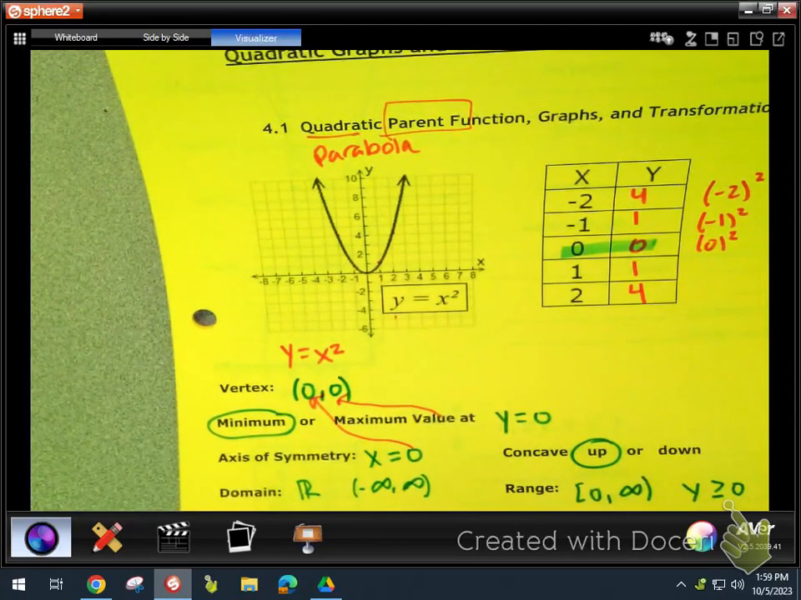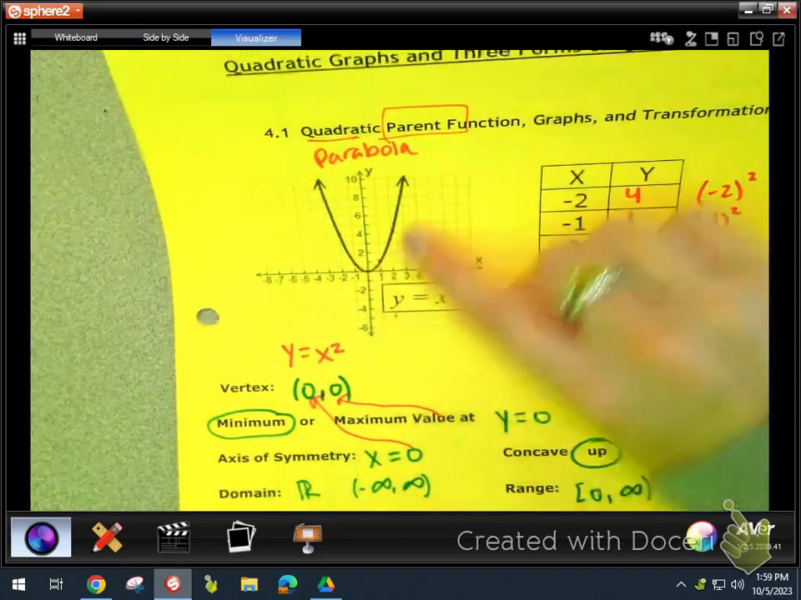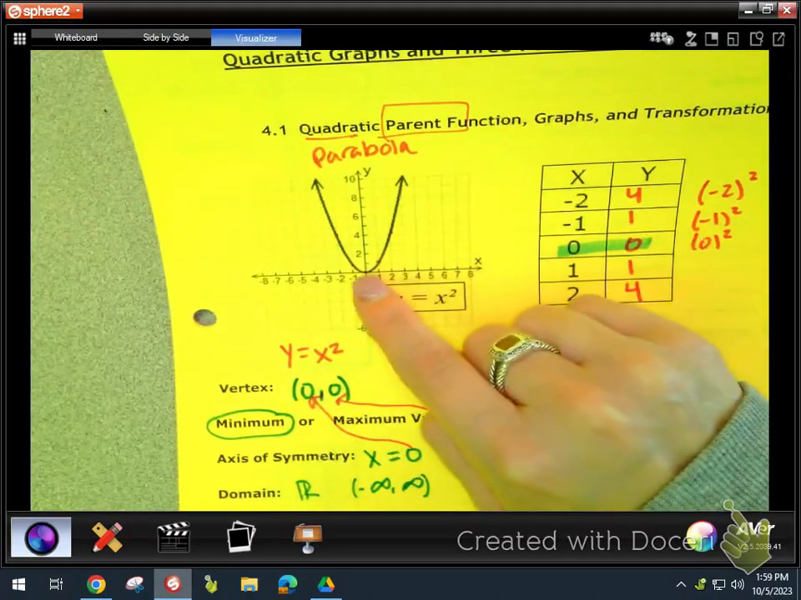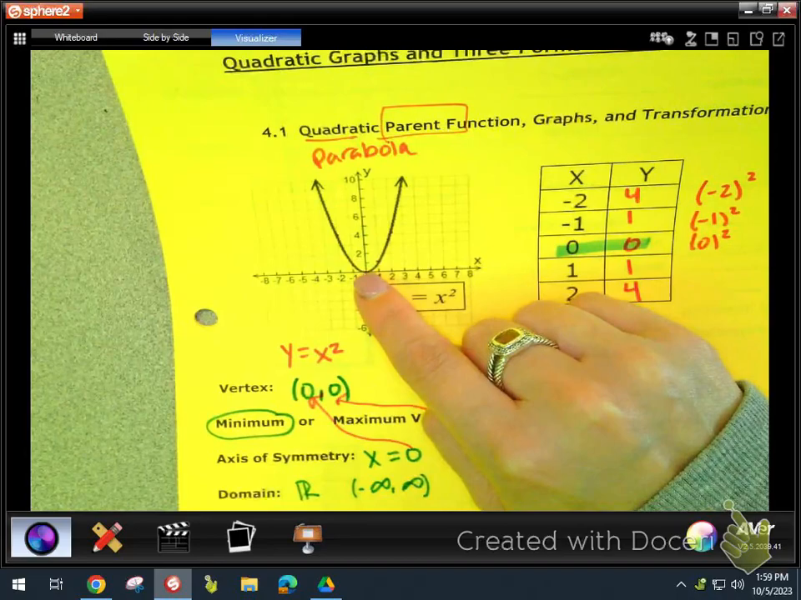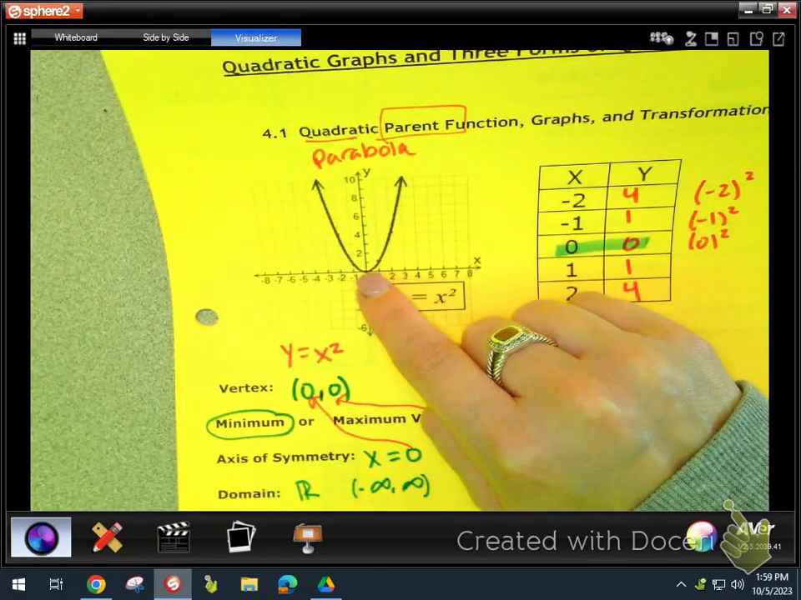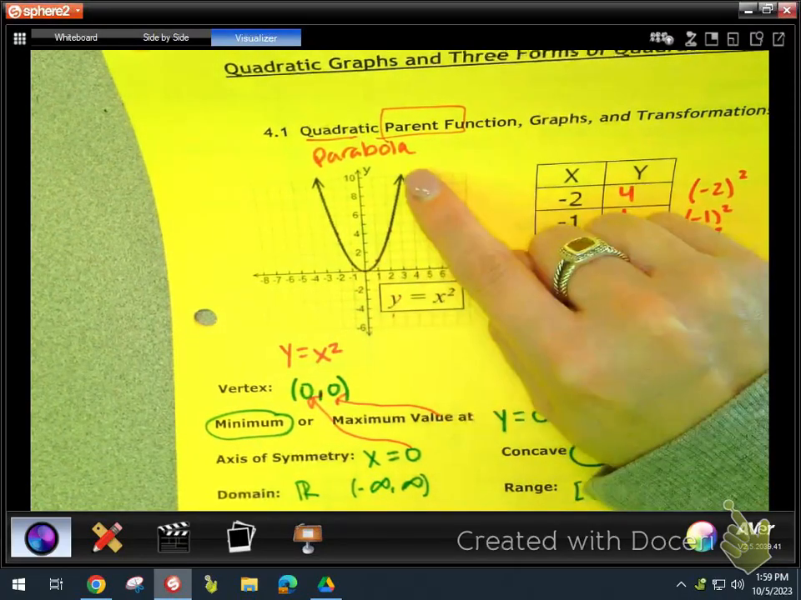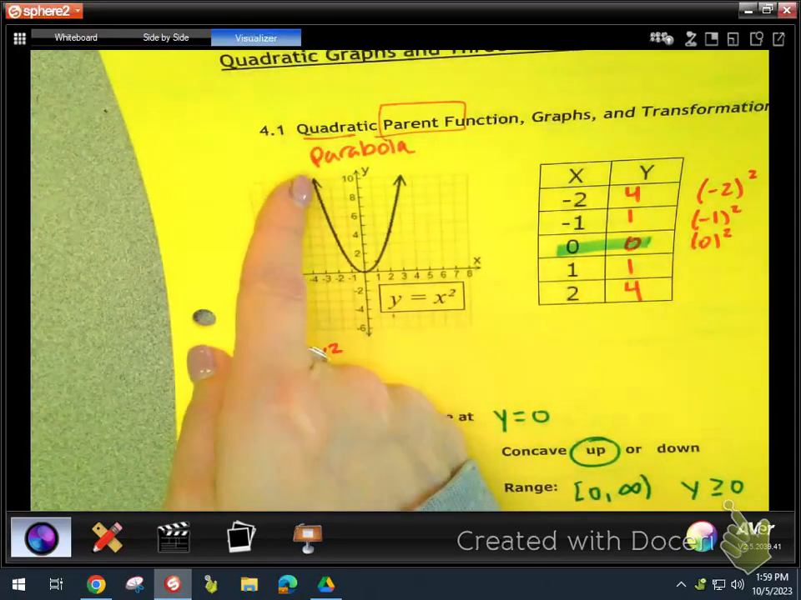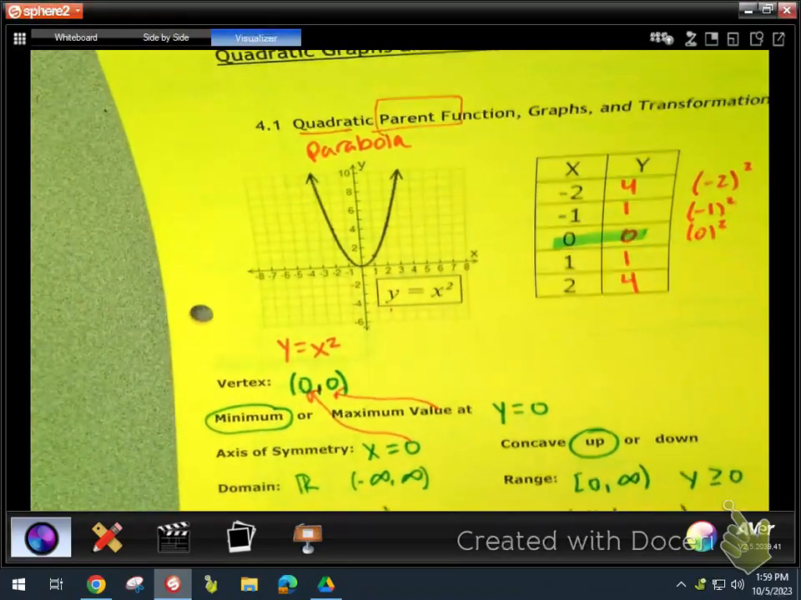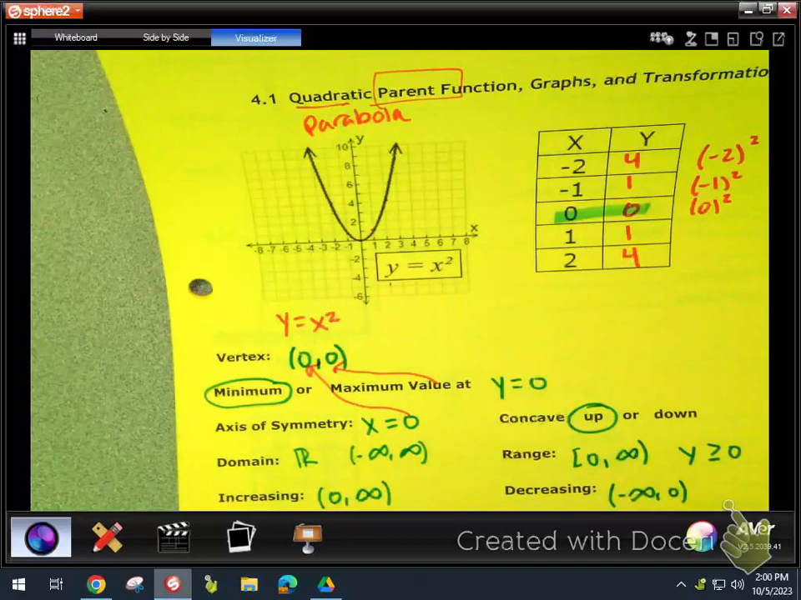Okay, what about the rest of the words? Do we know those? Well, yes. Increasing, yes. What's increasing? 0 to infinity. Okay, that's where the graph is going up. So we start increasing at that vertex point. That's where it changes. Okay, so 0 to infinity. So what's decreasing? Negative infinity to 0. With parentheses only.